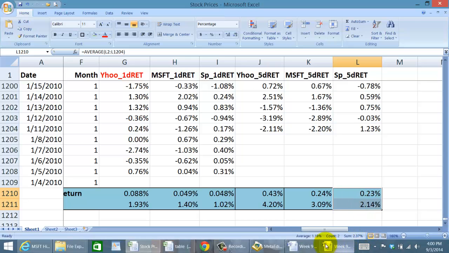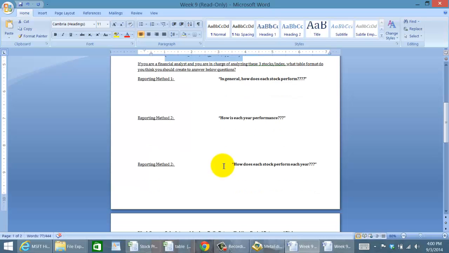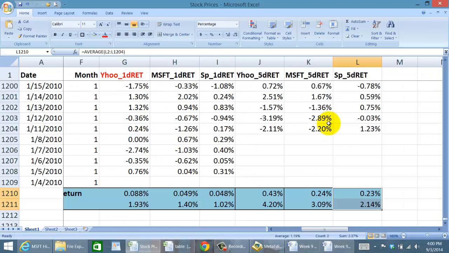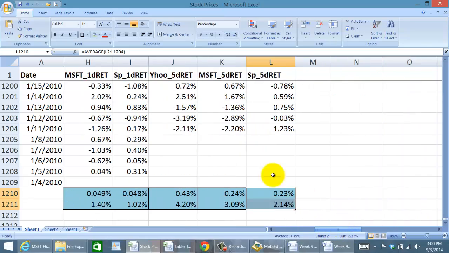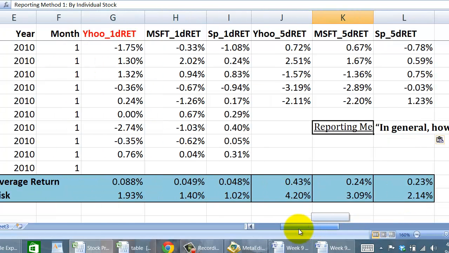Now finally, as a financial analyst, you may focus on 2 questions. The first question is, reporting in general, how does each stock perform? So in general, over that whole 4 years, how does each stock perform? It depends on the windows you want to show people.